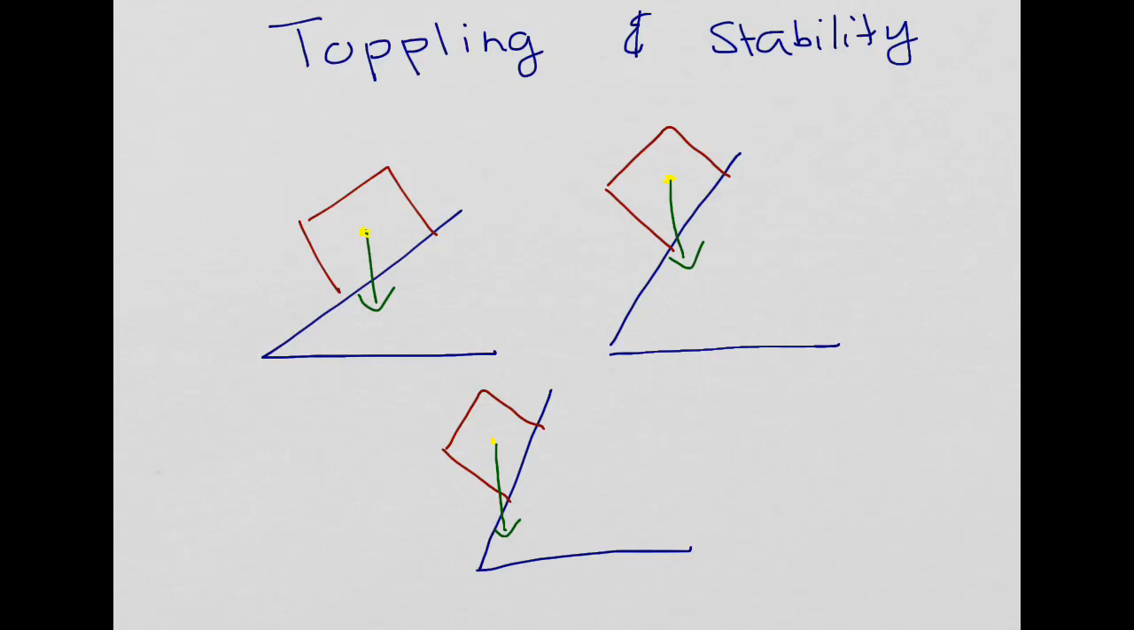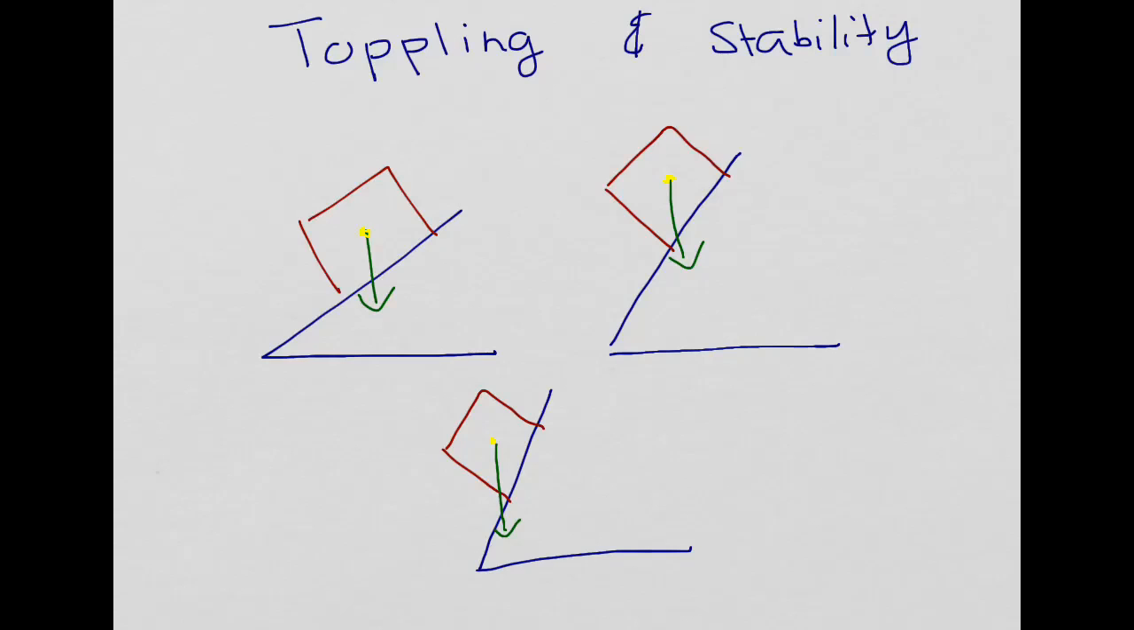So in the last video, we talked about center of gravity, and in this video, we're going to discuss toppling instability. So toppling is interesting. You've probably played around with it. How far can you incline something before it falls over? Okay, so I've drawn out 3 different scenarios.